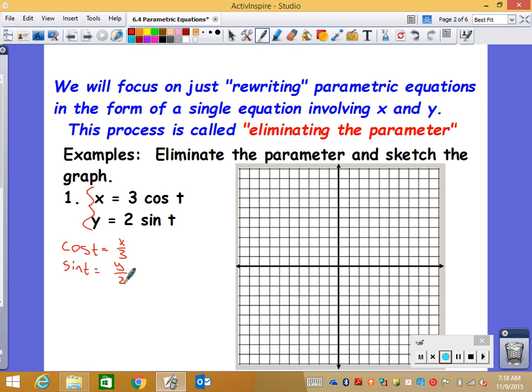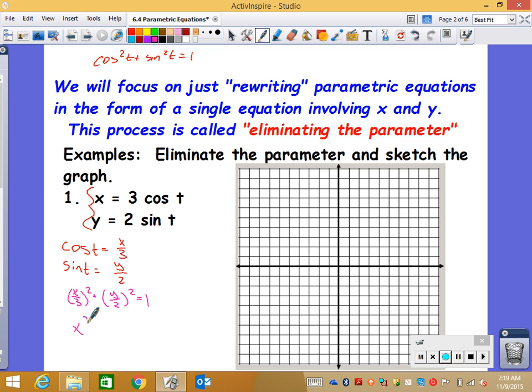Now with those, I'm going to use one of my Pythagorean identities. If you look on your formula sheet, you'll notice I have a Pythagorean identity that involves cosine and sine. It's cosine squared of t plus sine squared of t equals 1. That's my pretty standard Pythagorean identity. Now I'm going to plug x over 3 and y over 2 in for cosine and sine in that identity. When I do that, I end up getting x over 3 all squared plus y over 2 all squared equals 1. And now I'm going to simplify that as far as possible.